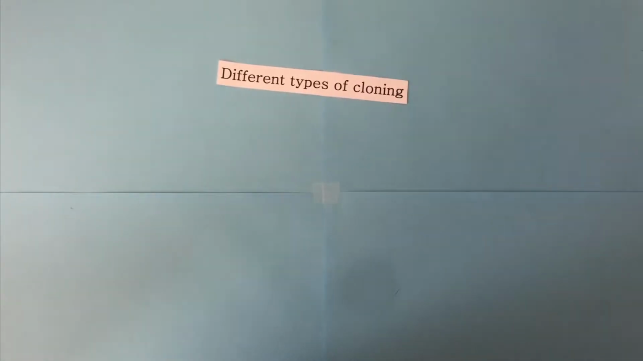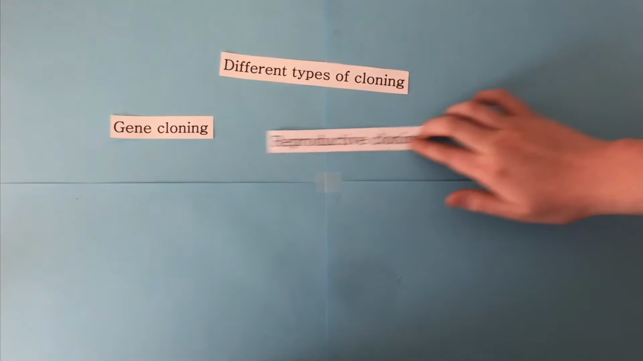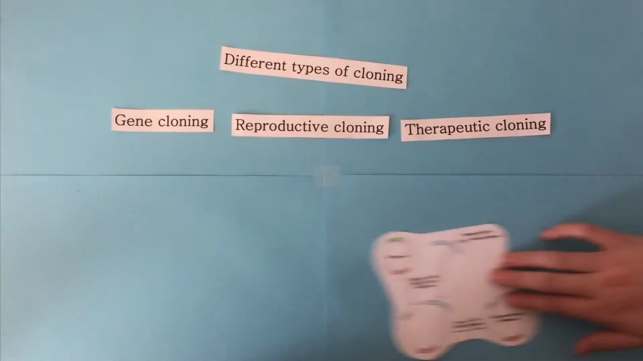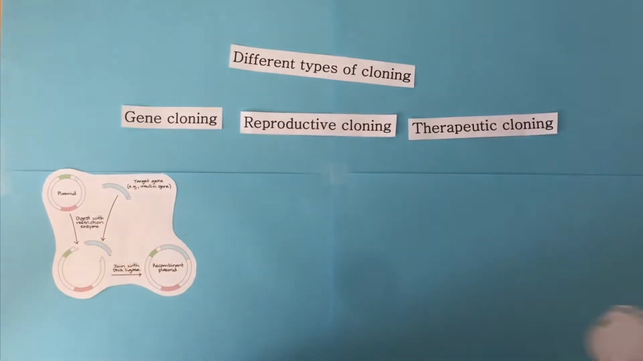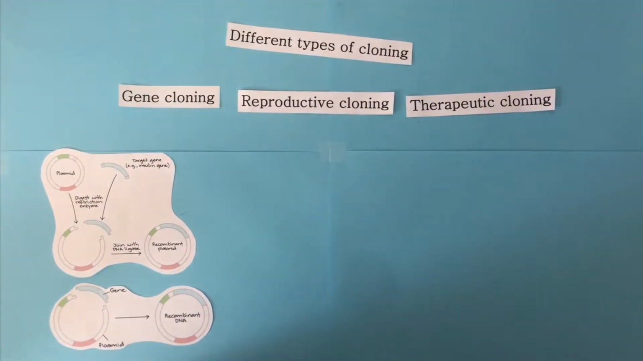Different types of cloning. There are three different types of artificial cloning: gene cloning, reproductive cloning, and therapeutic cloning. Gene cloning. Gene cloning produces copies of genes or segments of DNA. Researchers use cloning techniques to make copies of genes that they wish to study.